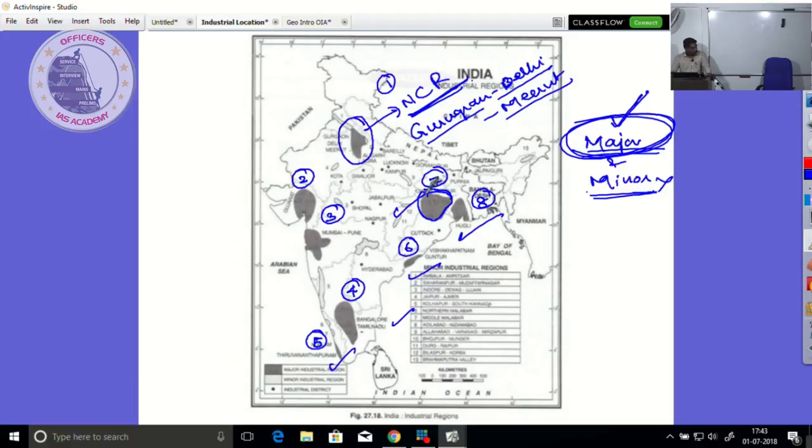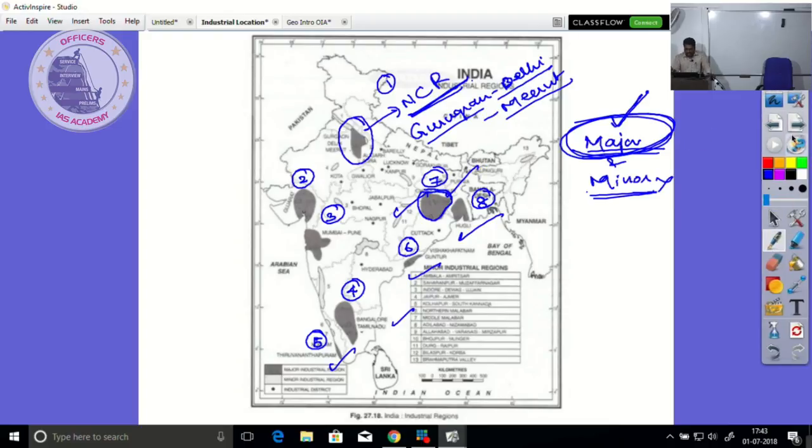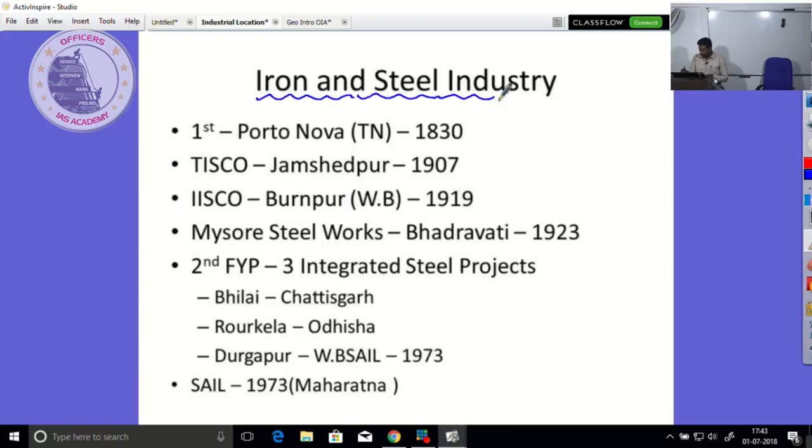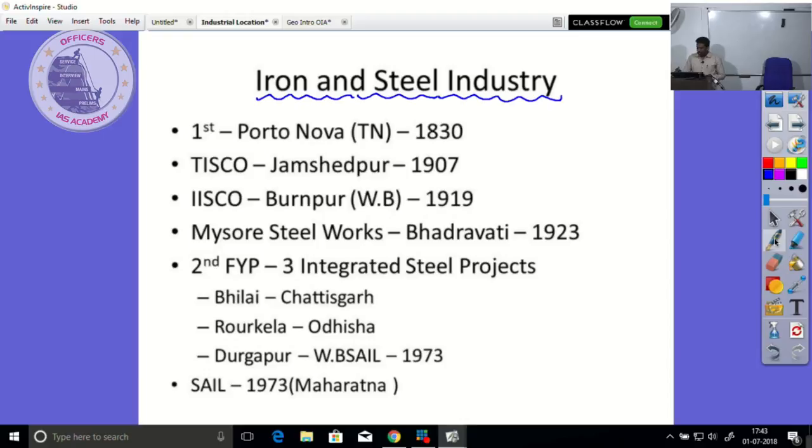Every region is known for one or more types of industries and its locations. One by one, we'll see. Few of the industries we'll see. First and foremost, we'll start with the iron and steel industry. And this will be the last industry we'll be seeing today. Right, some of the basic facts about the iron and steel industry.